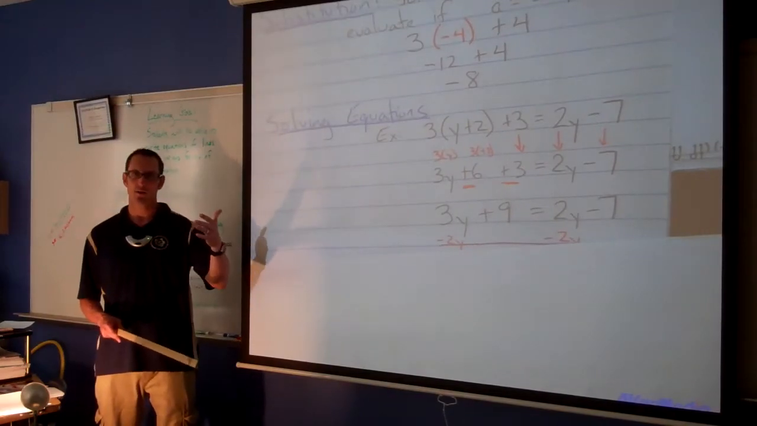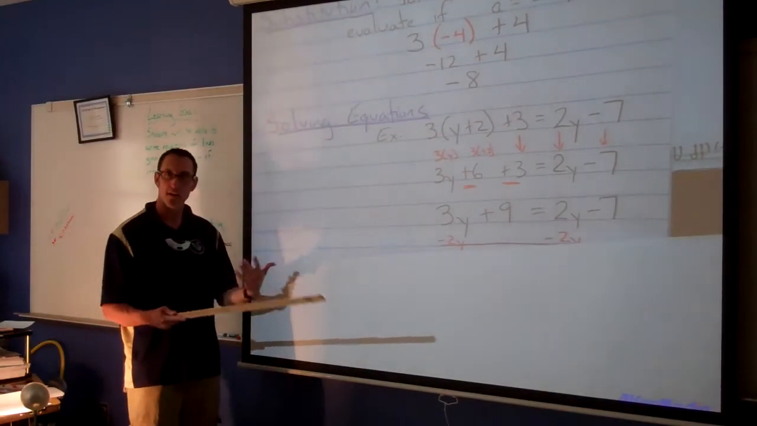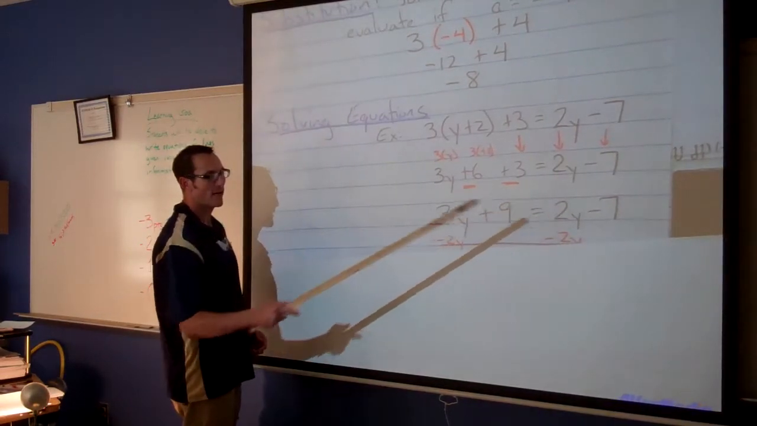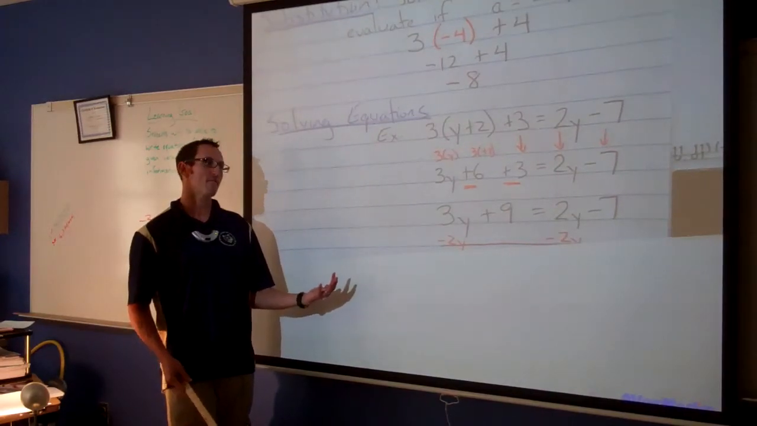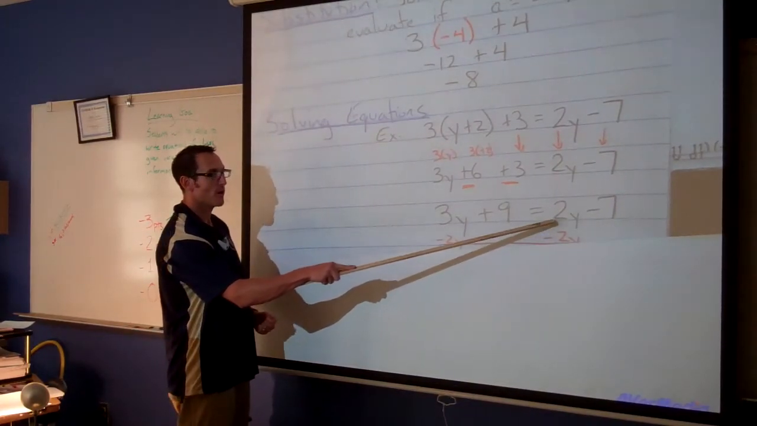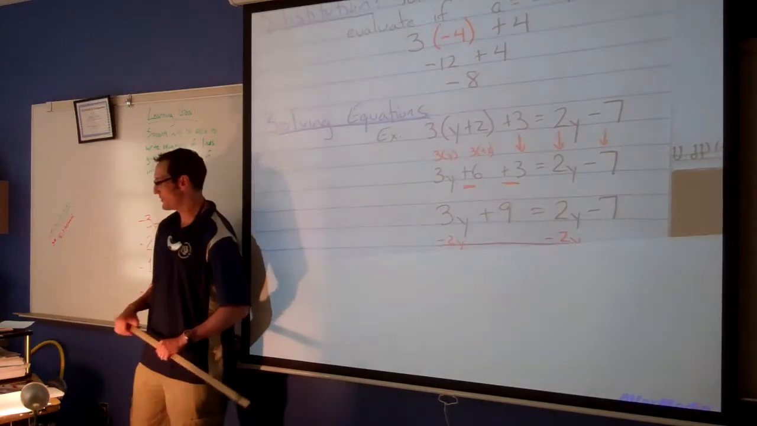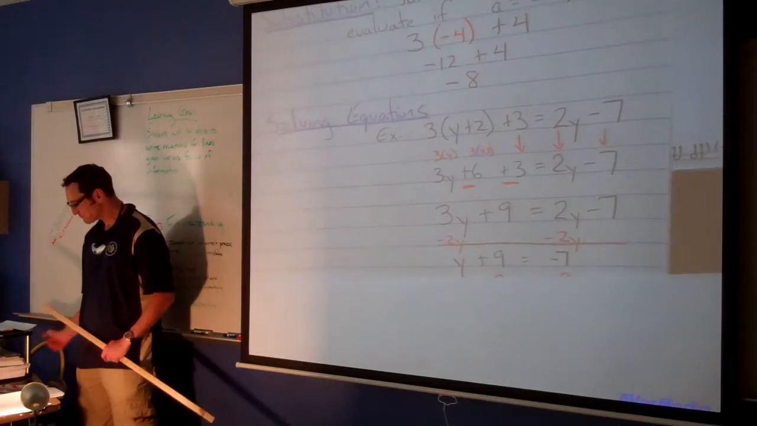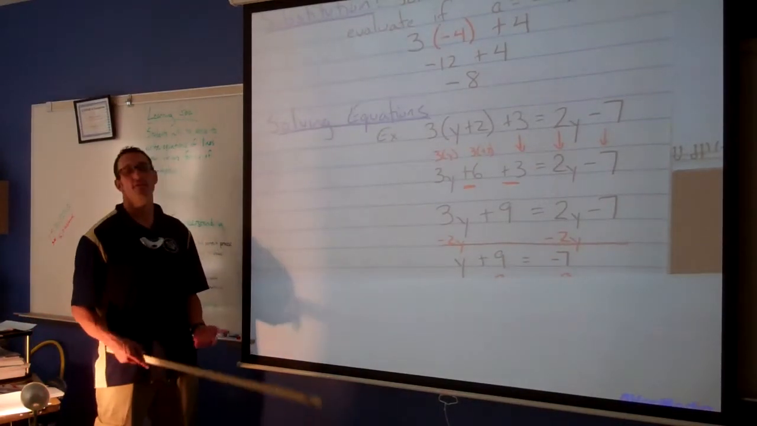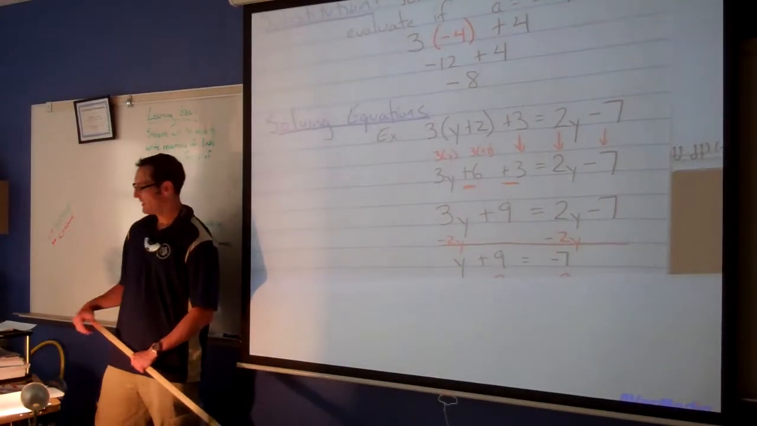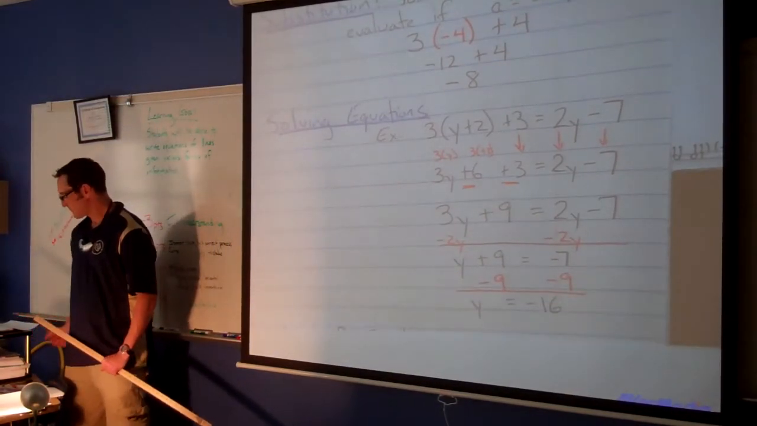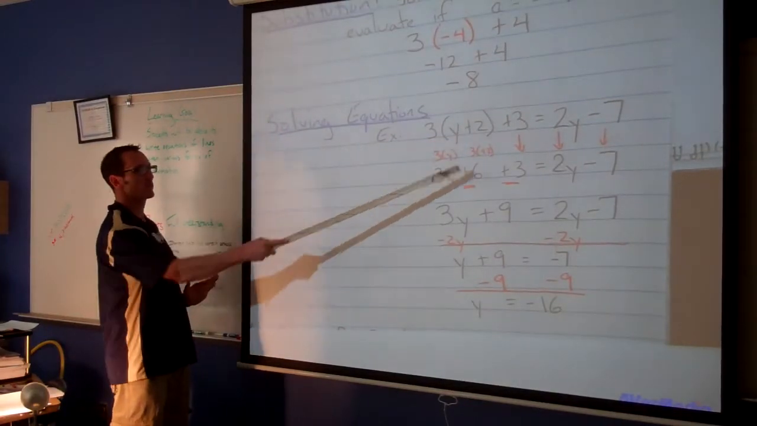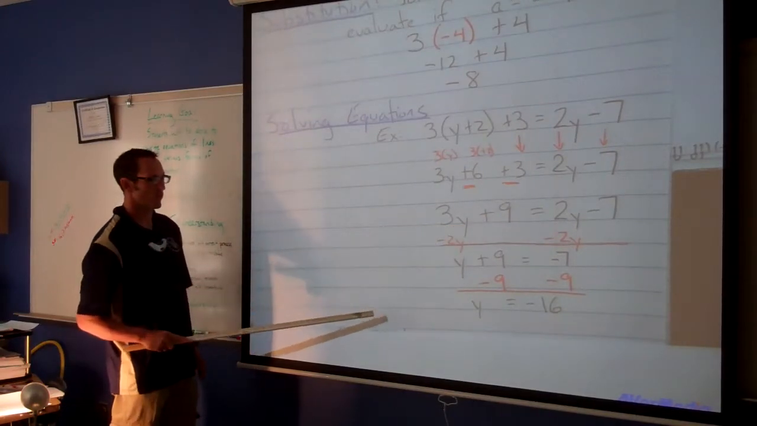And this is the part where sometimes we make mistakes. We have to remember, we've got to get the variables together on one side. So we have a 3y here, a 2y here. We have to undo one of them. I like to undo the smaller coefficient, so I will undo 2y. And the way I do that is by subtracting 2y from both sides. And so we have y plus 9 equals negative 7, and now we undo plus 9, and y is all by itself.